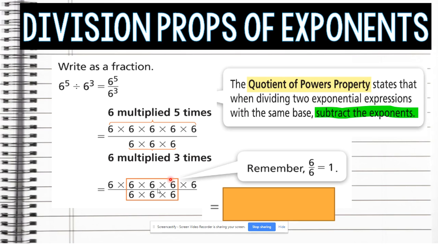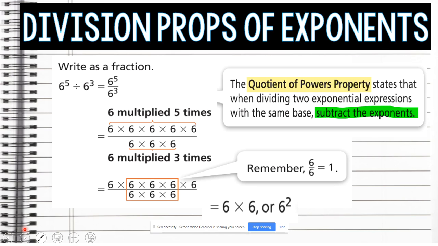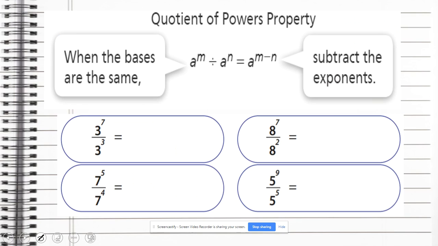So when I look here, I see a correlation. I see that 6 over 6 is 1, 6 over 6 is 1, and 6 over 6 is 1. So these can easily cancel out to give me 6 times 6, or 6 to the 2nd power. Remember, 6 over 6 is just 1. Bam, bam, bam, all canceled out, and I'm left with 6 times 6, or in a more simplified form, 6 to the 2nd power. Quotient of powers property.